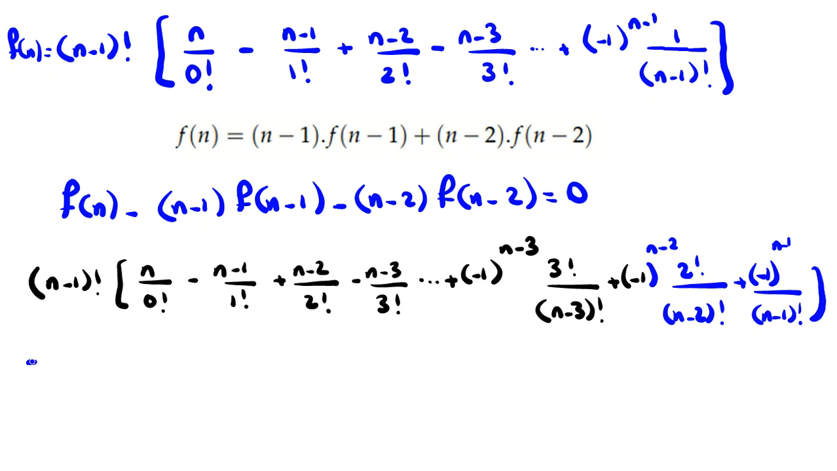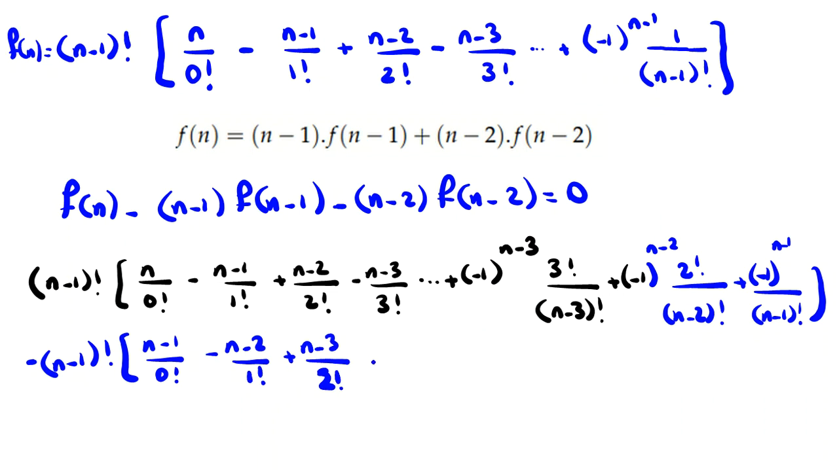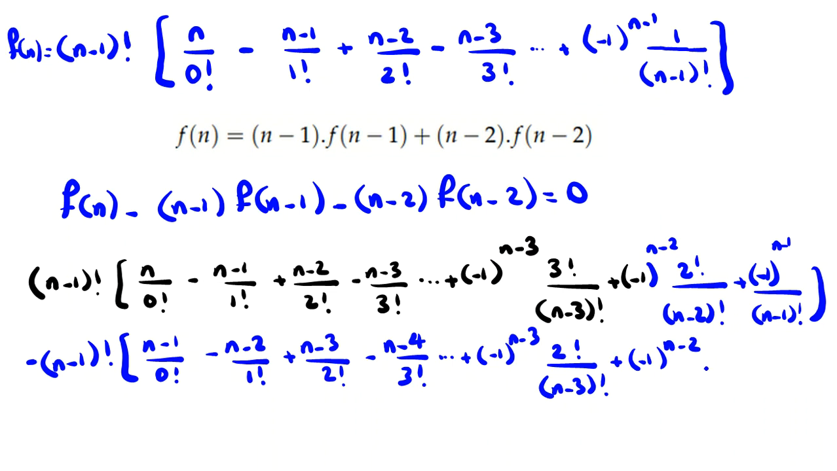It's the first one minus n minus 1. If you write the formula here, n minus 2 factorial times n minus 1, again it will be n minus 1 factorial over n minus 1 over 0 factorial, minus n minus 2, you should decrease n by 1, n minus 2 over 1 factorial, plus n minus 3 over 2 factorial, minus n minus 4 over 3 factorial. And we say again, okay, minus negative 1 n minus 3, sum of them n minus 1, it will be 2 factorial, n minus 3 factorial, plus negative 1 n minus 2, 1 factorial over n minus 2 factorial.